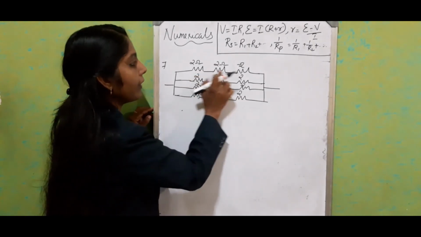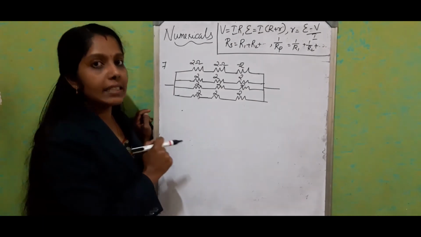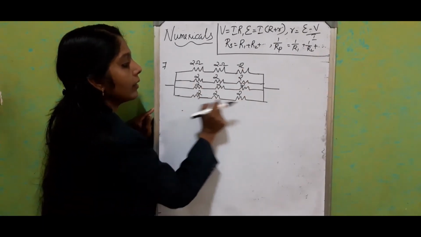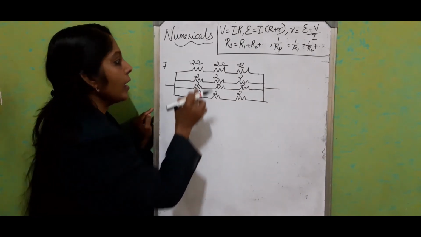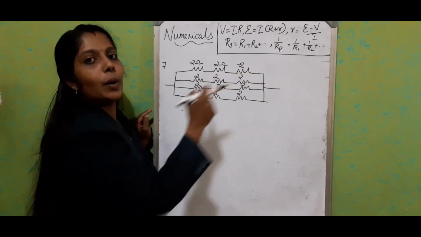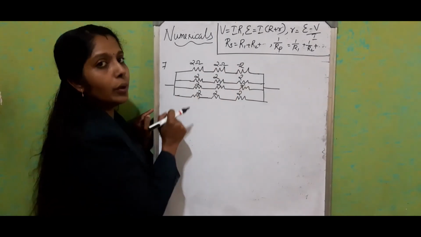But before that, we have to make each arm a single resistor, right? So, individually, we will solve all these 4 sets. How can we solve this? It's series connected, so we just add it. 2 plus 2 plus 2, 6.